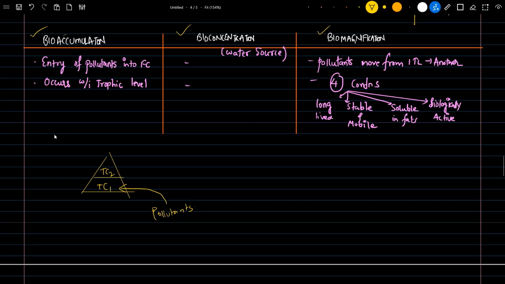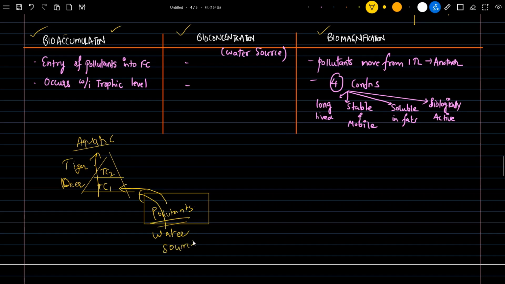For example, like I said earlier, deer, and let's say tiger. So the tiger feeds on the deer here. Whenever any pollutant enters into one trophic level, it is called bioaccumulation. Bioconcentration is also the same thing, but if it is aquatic, if the pollutant entry is from a water source, then it is called bioconcentration.